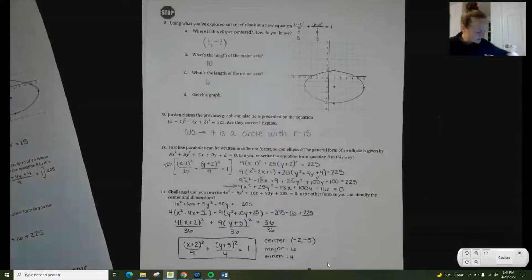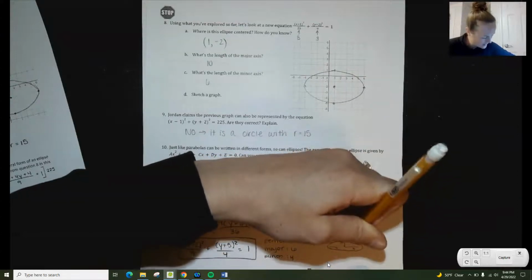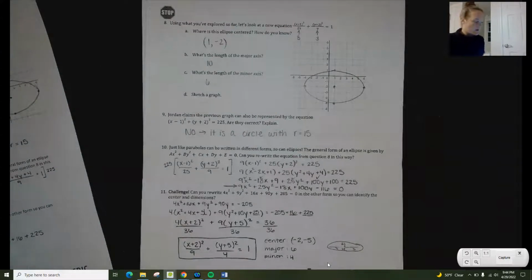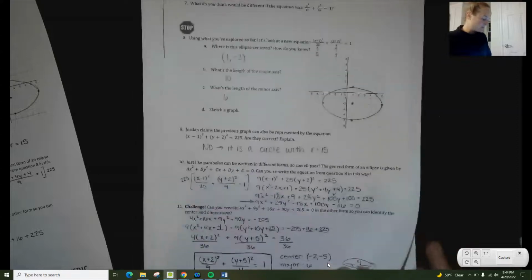So it would end up looking something like this with the center, and this would be 3 either way, and this would be 2 either way. So that is that.